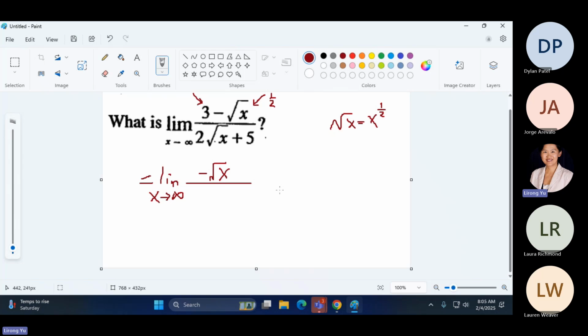In the denominator, we also have a degree 1/2 term and a degree 0 term. The number is degree 0, the root of x is degree 1/2. So we keep the 2 times root of x. So it's going to look like this. Root of x, we can simplify because it's a common factor between the numerator and denominator. You see it at the top, you see it at the bottom. For a fraction, if there's any common factor, we can cancel it. So now we have this, and then x approaching infinity.